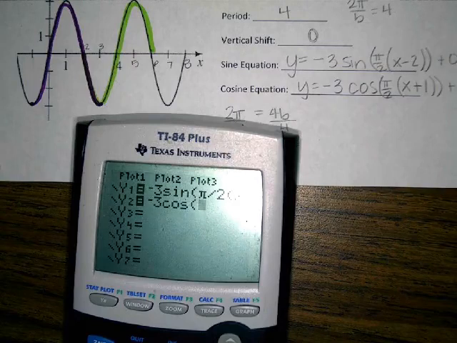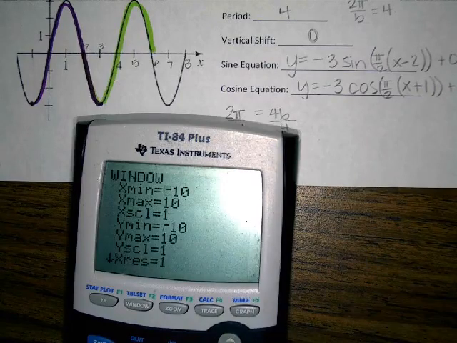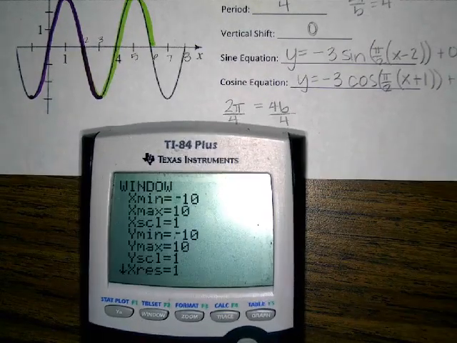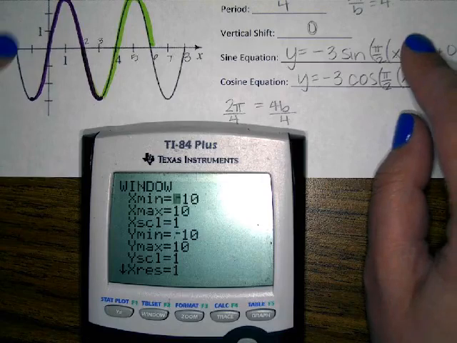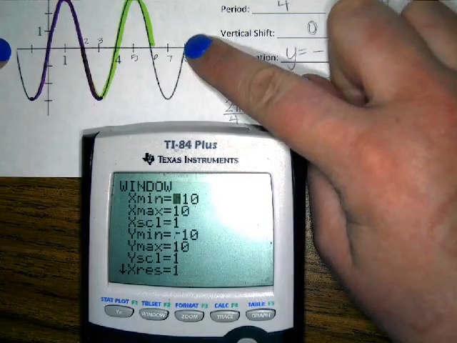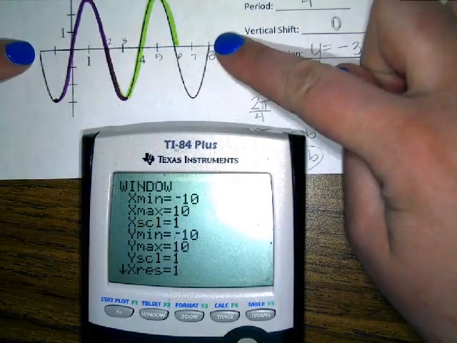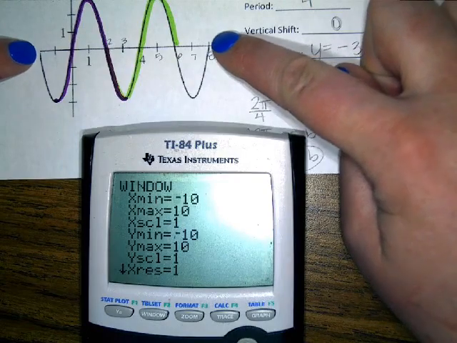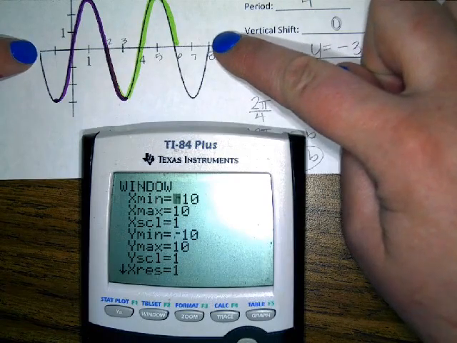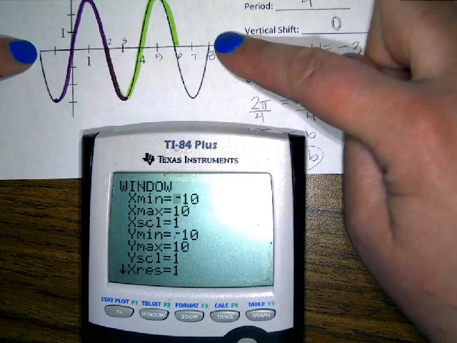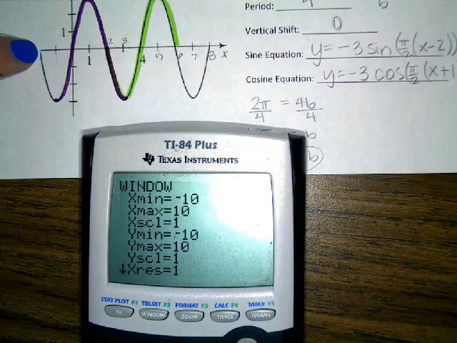And what should I do for my window? What should I do for my x min and my x max? -2 to 8 would be great. Yeah, that's what I can see. -2 to 8. What should my scale be? Go by ones. It goes by ones.